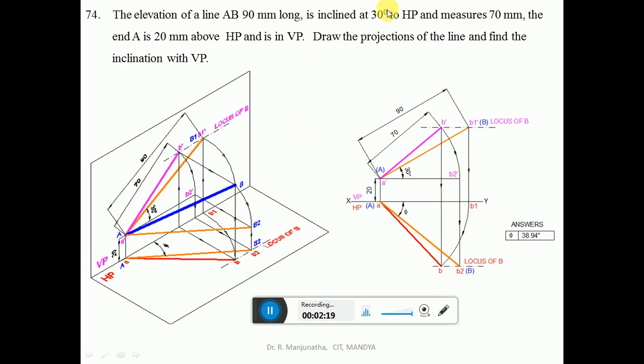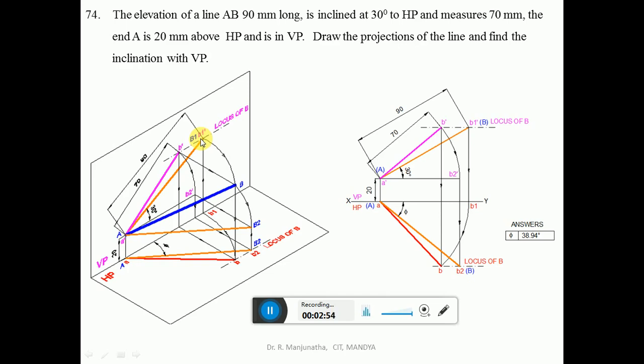To find the locus of B, first we have to take the true length in the front view. So the true length in the front view is 90 mm long, that is a dash b1 dash. Since we have this b1 dash, we can write the locus of B in the front view. Since this is the true length, this will be capital B1, and since we have b dash, that is the front view, draw a dash b dash with a dark line, then join a dash b1 dash a little bit thicker than the projector line.